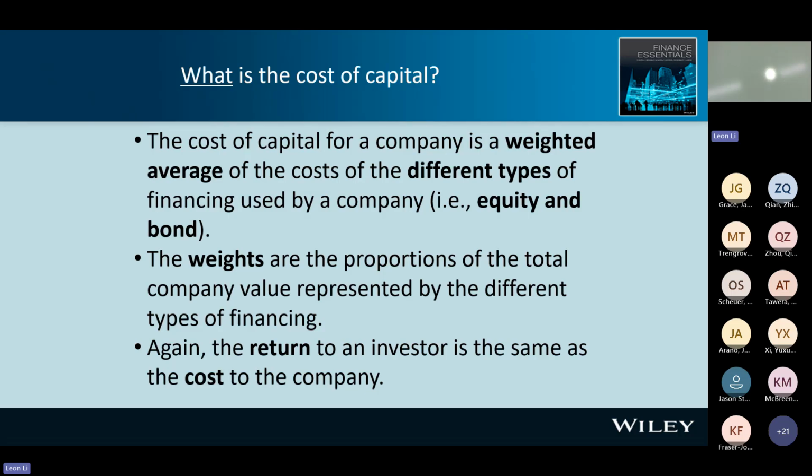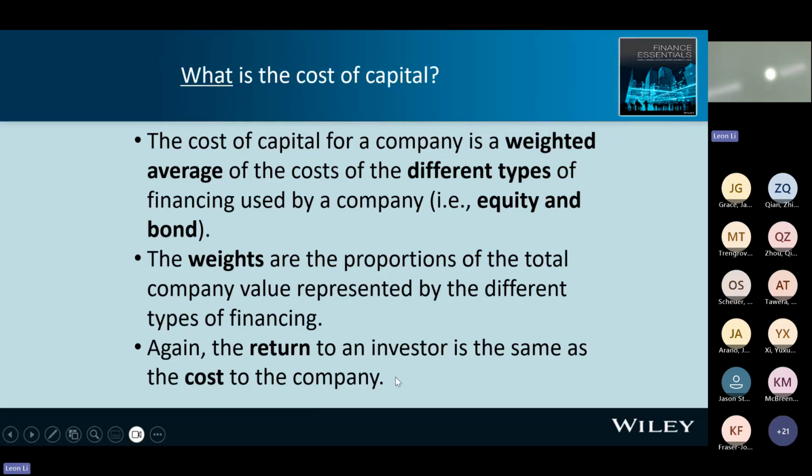So we have cost of equity, cost of bond. Then we add it up. How do we add it up? We use a weighted average, all right? So the weight, what's the weight? Weights are the proportion of the total company value represented by the different types of financing. So we have the weight on equity and the weight on bond or debt, right? And finally, cost of capital. Cost of capital, the cost to the company, is a return to investor.